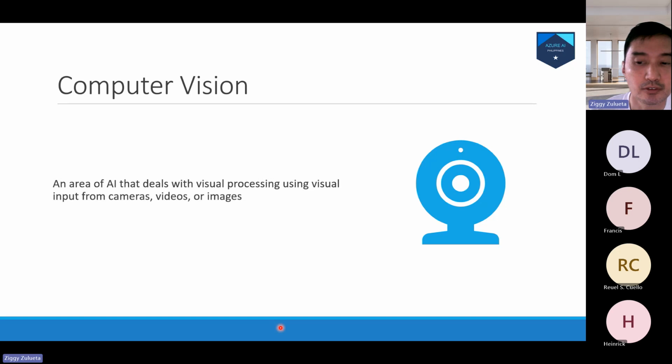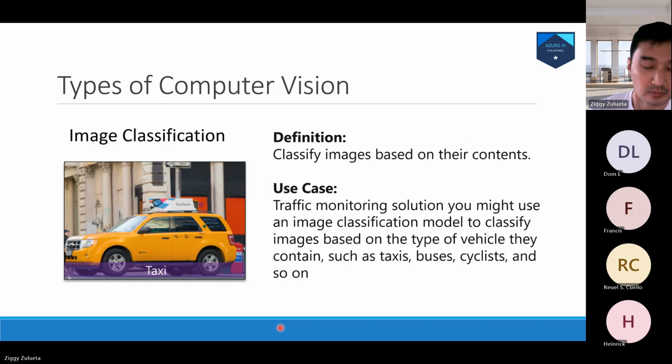So now let's go with computer vision. What is computer vision? It's an area of AI that deals with visual processing using visual input from cameras, videos, or images. To delve deeper into that, we have five basic terms of computer vision.